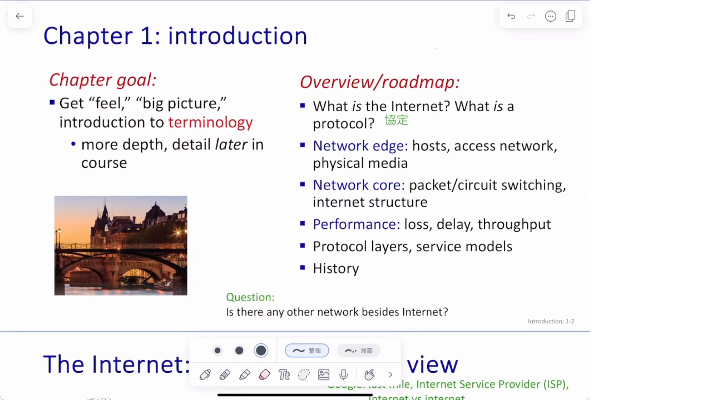First, the goal of chapter 1 is to give you a very nice and big picture of the modern computer network. So basically, you have to understand and learn some terminology, and it makes it easier for you to discuss or talk about different technology in the computer networks. So make sure you understand those terminologies in chapter 1 so that more depth and detail will be discussed in the later chapters.